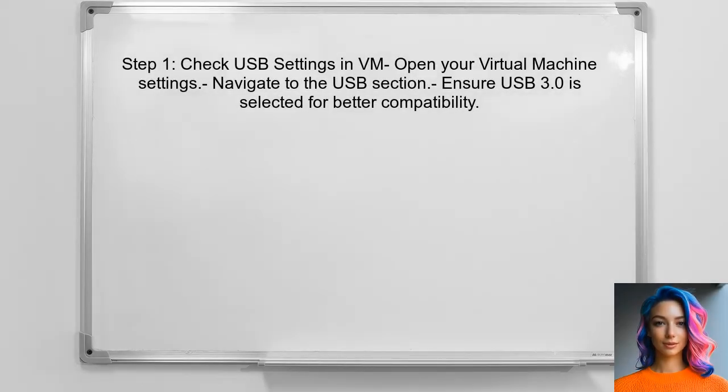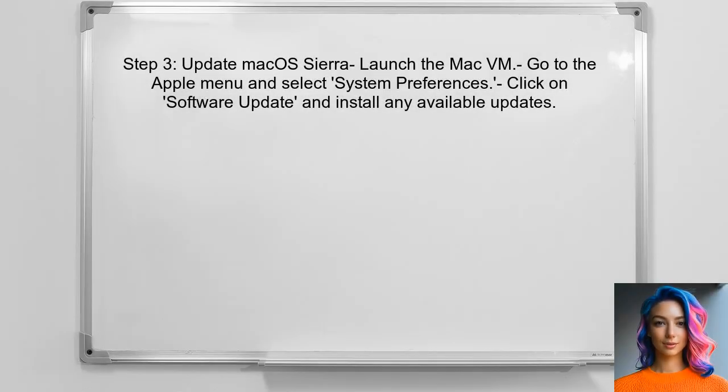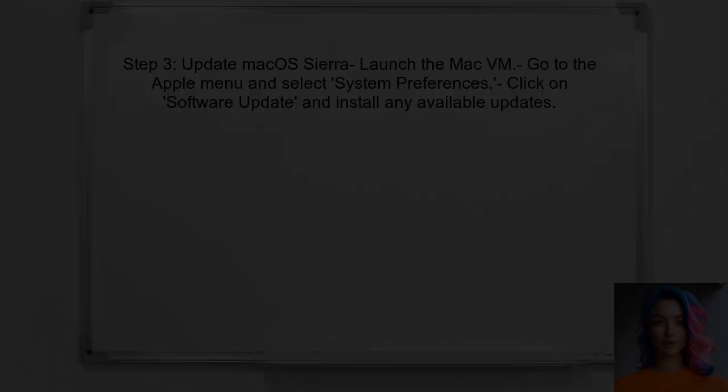future. To begin resolving the connection issue, the user should ensure that the virtual machine settings are correctly configured for USB support. This includes checking the USB compatibility settings. Next, the user should install the latest version of the virtual machine software. This can help address any bugs or compatibility issues that may have arisen after the iOS update. After updating, the user should also install the latest version of the macOS Sierra updates. This ensures that the Mac VM has the most recent fixes and improvements.